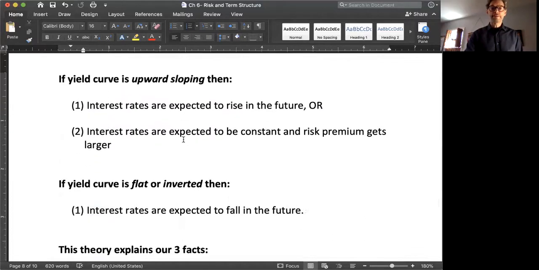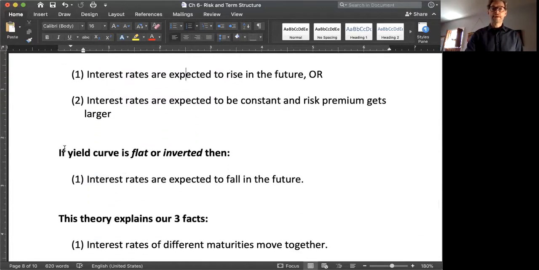Now, when could you get the unusual circumstance of a flat or an inverted curve? That's going to happen when interest rates are expected to fall. In fact, if interest rates are expected to fall enough, the yield curve could get flat or even downward sloping, right? So the only time that you would expect to see a flat or an inverted yield curve is when markets think interest rates are going to go down in the future.